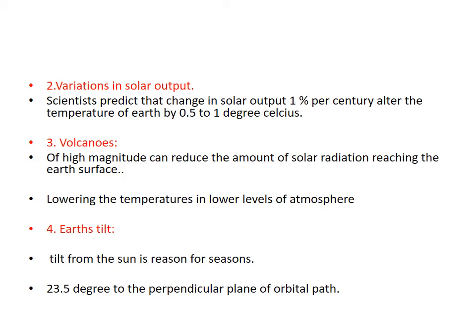Next, Earth tilt. The tilt from the Sun is the reason for seasons. It is 23.5 degrees to the perpendicular plane of the orbital path.